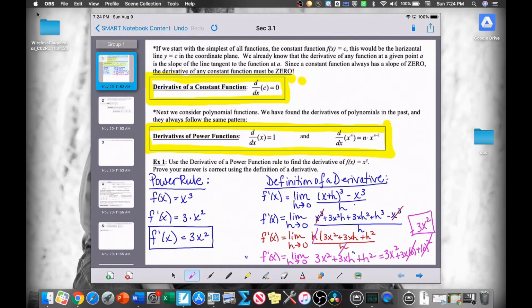All right? Don't hate me. You don't have to do the definition of a derivative. You don't have to do the difference quotient anymore when asked to derive a polynomial unless I ask you to compare and contrast or to prove the power rule using the definition of a derivative. From this point forward, if I ask you to find the derivative of a polynomial, you get to shortcut it and use the power rule.